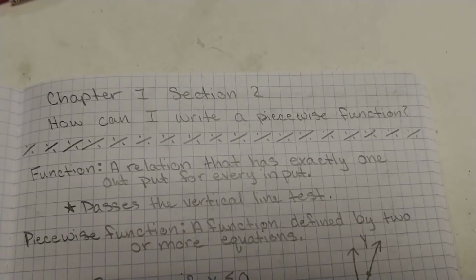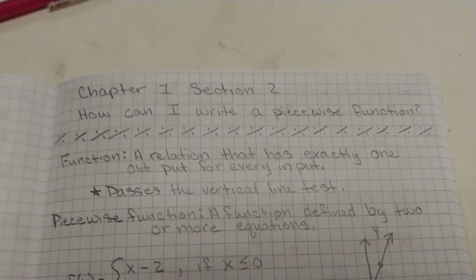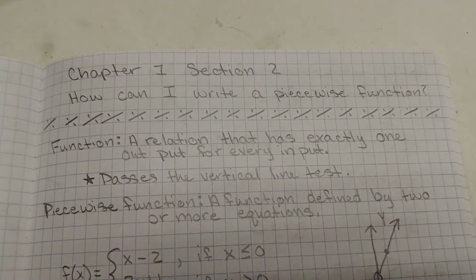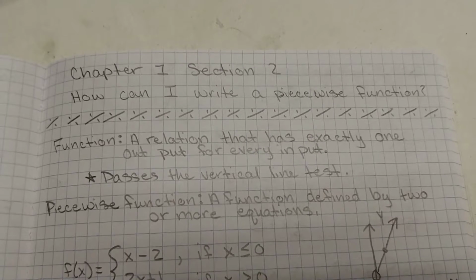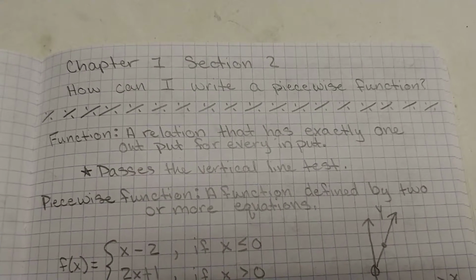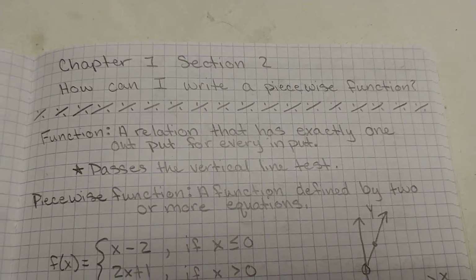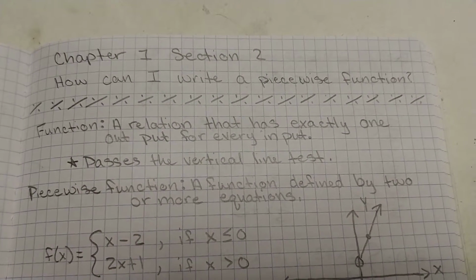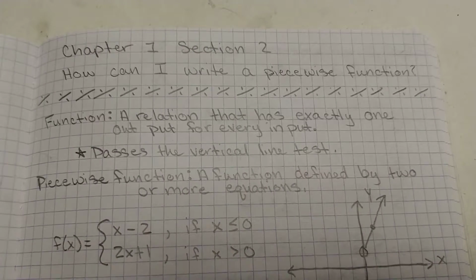So today we're going to be talking about Chapter 1, Section 2. And our essential question is: how can I write a piecewise function? We've already talked about absolute value functions on Monday and Tuesday, and then you talked about inverses on Wednesday.